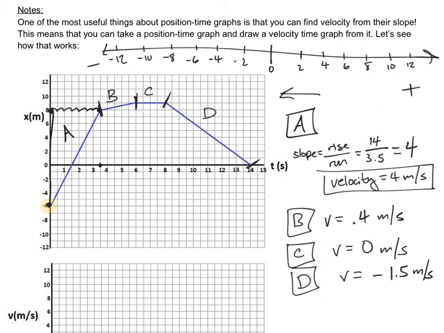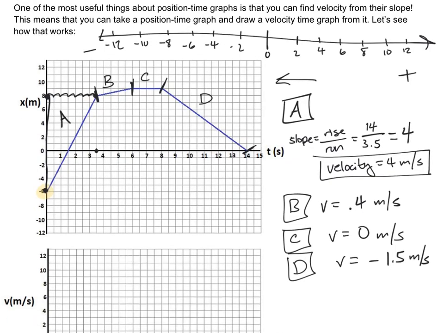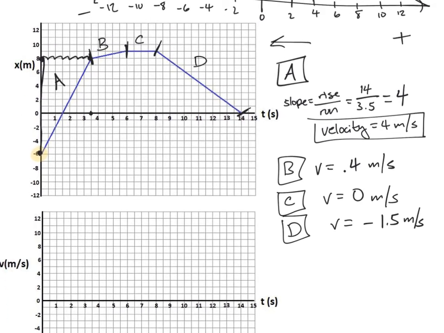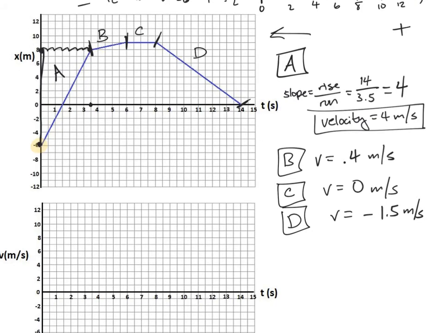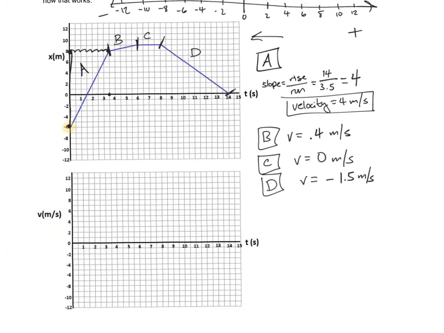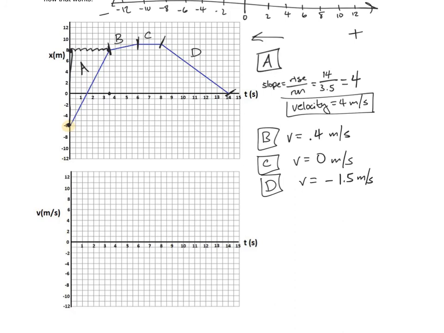And we now have lots of really good information here. We know all of these things. We know the velocity at A, the velocity at B, the velocity at C, and the velocity at D. Now I'm going to scoot my paper down a little bit here. I might have to zoom out a little bit. Yep. There we go. So for part A, my velocity is 4 meters per second. And all I need to do is graph that on the velocity time graph.